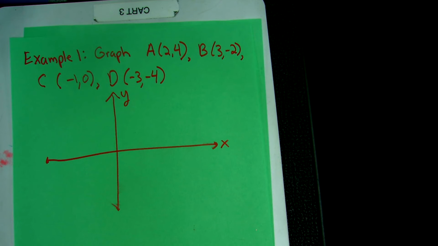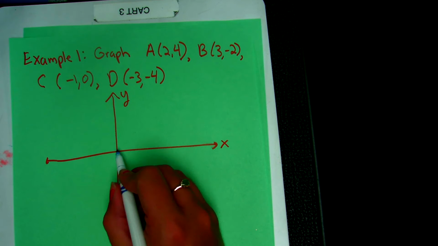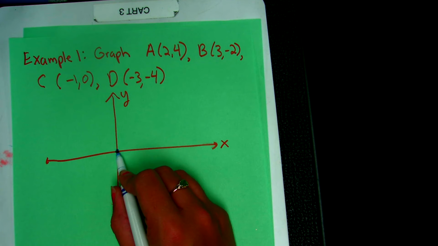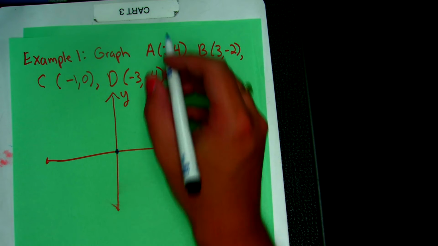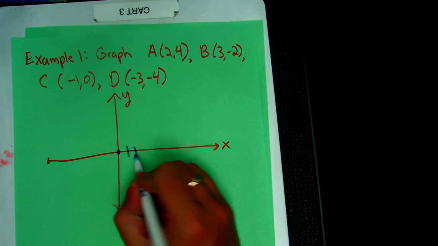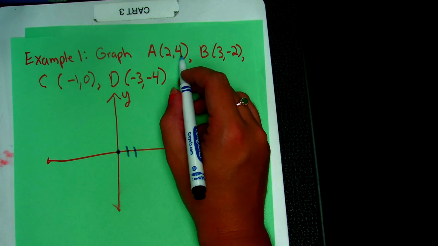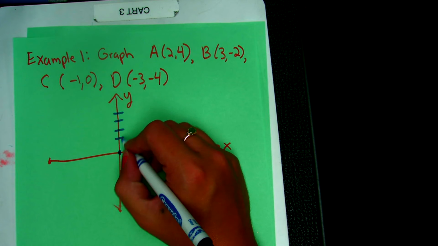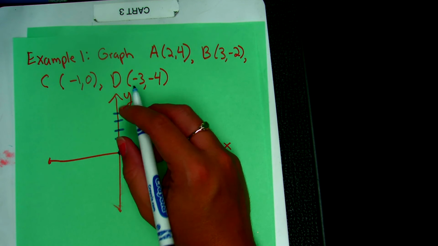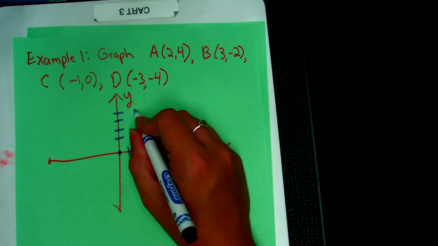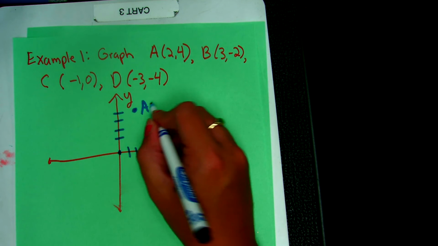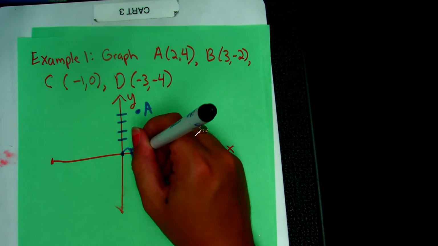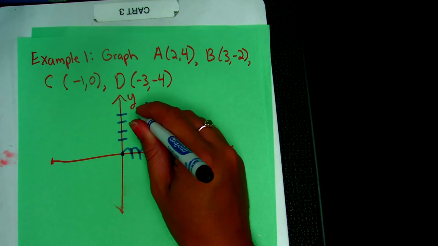Now we're going to plot, which is what's called plotting. We're going to plot A. So to plot A, we start at the origin, and then we're going to move 2 units to the right because it's a +2, so 1, 2. And then we're going to move 4 units up because it is a +4. And so that point right there is going to be A. So again, 2 units and then 4 units. And that got us to A.